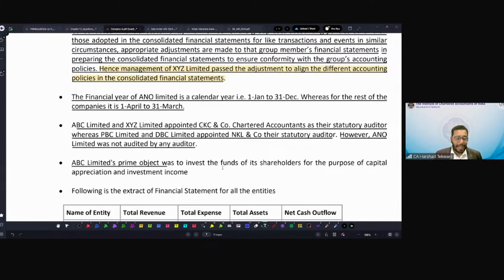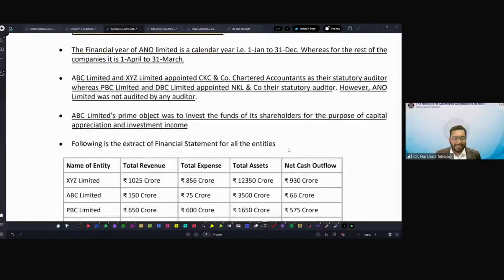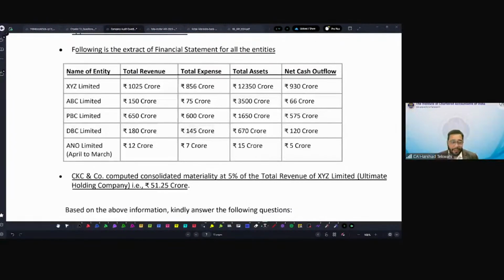ABC Limited's prime objective was to invest the funds of its shareholders for the purpose of capital appreciation and investment income. Following are the extracts of the financial statement, which are given in the question. Now, one by one, we need to understand what the questions are.